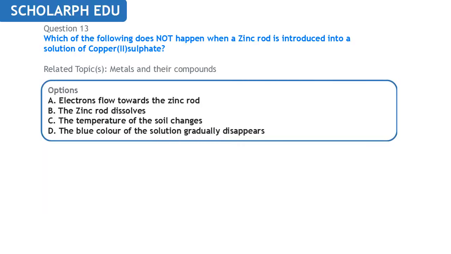Next, which of the following does not happen when a zinc rod is introduced into a solution of copper(II) sulfate?